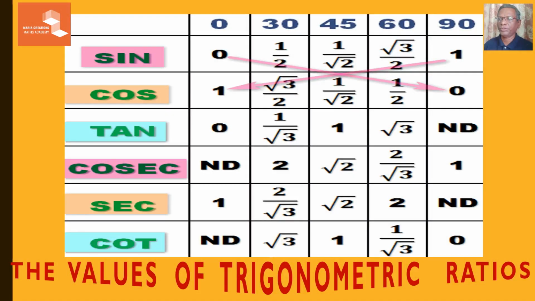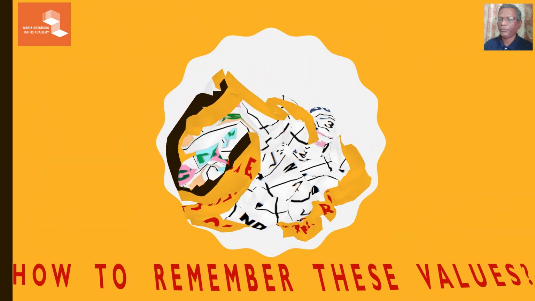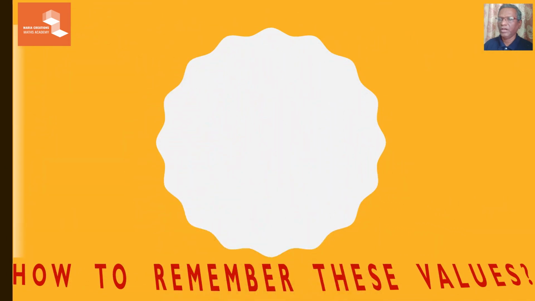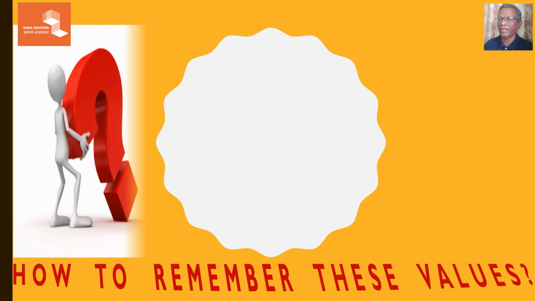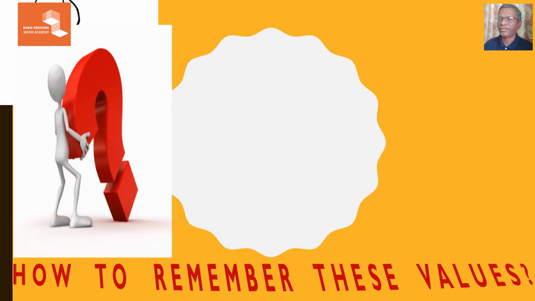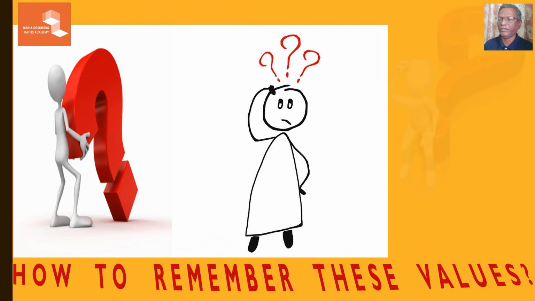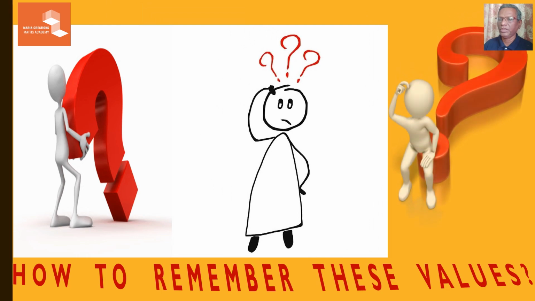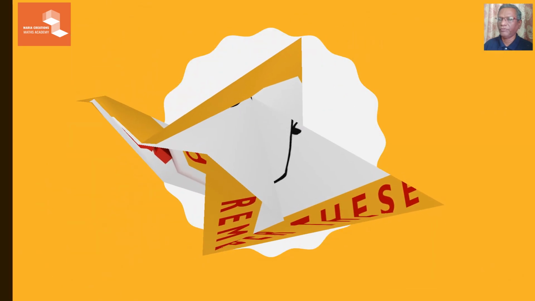There is a table which gives the values of sine 0 degree, cos 30 degree, tan 45 degree, cosecant 60 degree, secant 90 degree, cot 0 degree, and so on. You might have already learnt these values. We are going to learn how to remember these values. Is there any tricky way to learn these values? Yes, we shall now learn this tricky way.